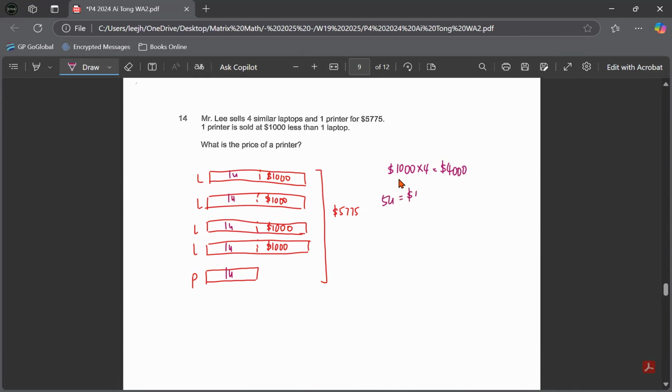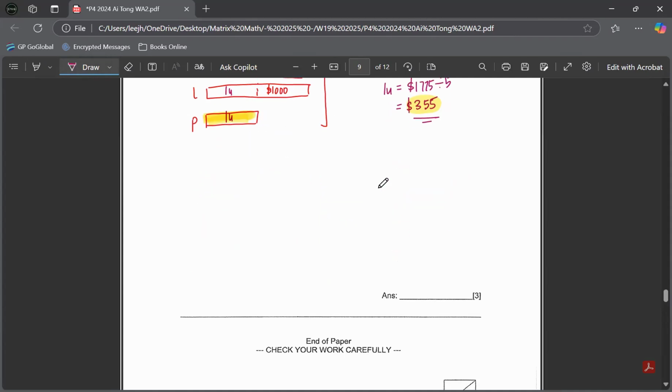So 5 units will be 5,775 minus 4,000, which is 1,775. Look for 1 unit. 1,775 divided by 5. One unit is 355. So I want to find the printer. If you look at the printer, it's one unit only. So the answer is $355. So we finalize our answer, 355. And you can see this is the end of the exam paper review. Okay.